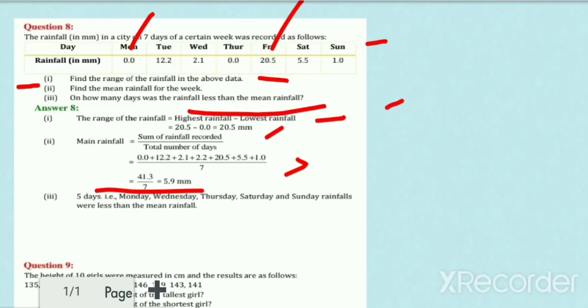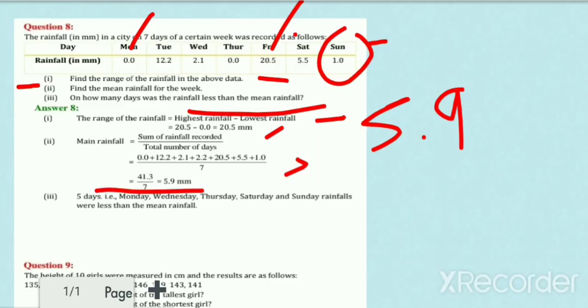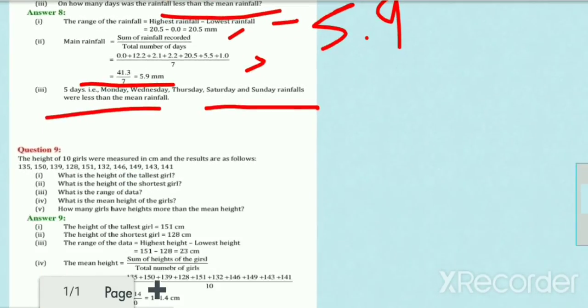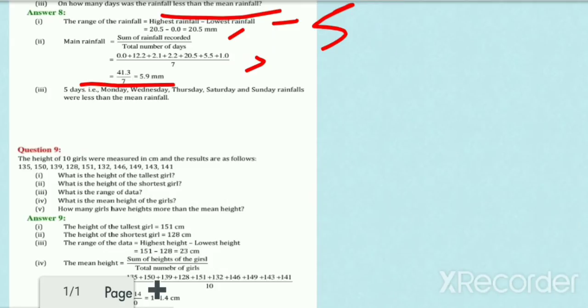And last, on how many days was the rainfall less than the mean? We are getting the mean equal to 5.9. So we look for days with rainfall lower than 5.9. Here is the first, second, third, fourth, and fifth. So we can say easily 5 days: Monday, Wednesday, Thursday, Saturday, Sunday had rainfall below the mean.